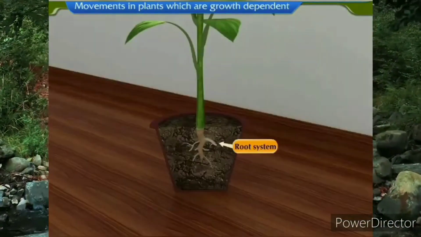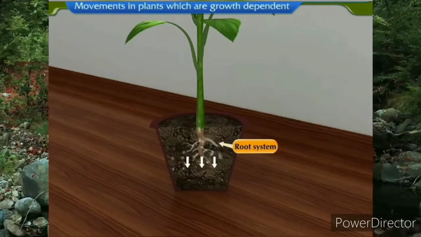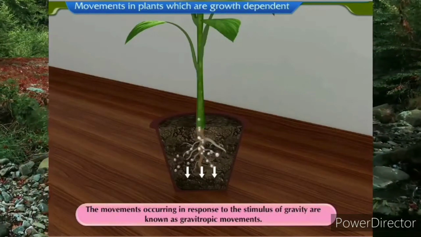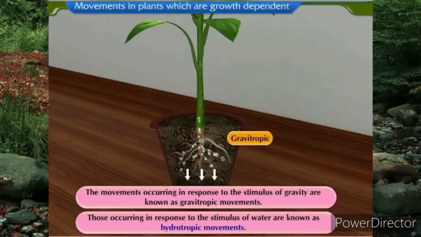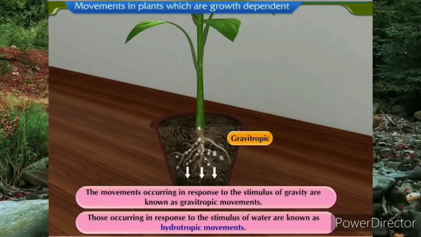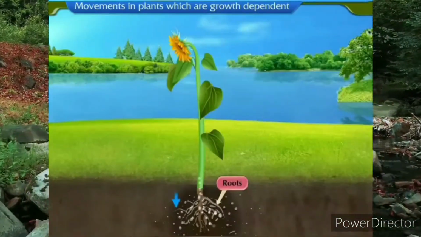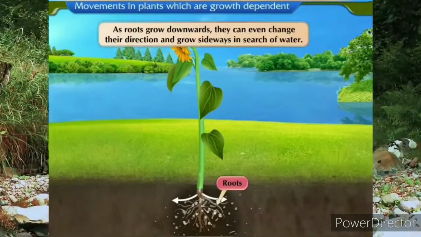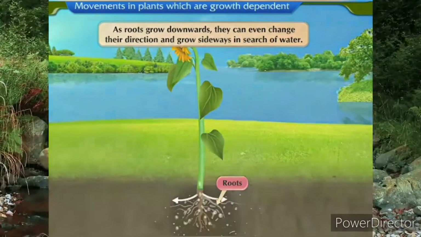If we observe the root system of the plant, it responds to the stimulus of gravity as well as water. The movements occurring in response to the stimulus of gravity are known as gravitropic movements, while those occurring in response to the stimulus of water are known as hydrotropic movements. The roots of plants always tend to move towards water. As they grow downwards, they can even change their direction and grow sideways in search of water.